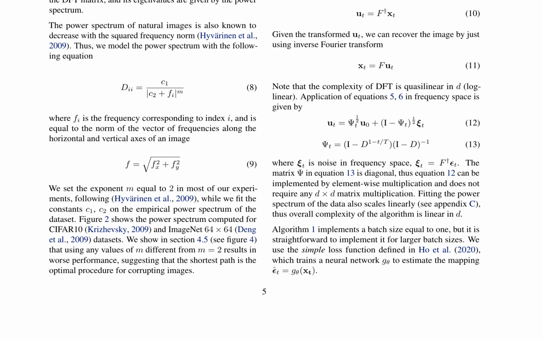The authors present algorithm 1, which implements the shortest path diffusion method. The algorithm computes the power spectrum of the dataset, fits the model parameters, and then iteratively corrupts images in frequency space using equations 12 and 13. The corrupted images are then used to train a neural network to estimate the mapping from the corrupted images to the noise. Notably, the algorithm has a linear complexity in the number of pixels, making it scalable for high-dimensional images, and can be easily extended to larger batch sizes.